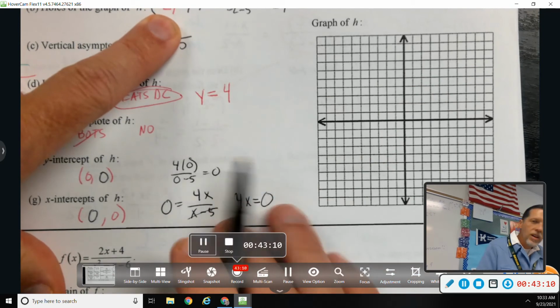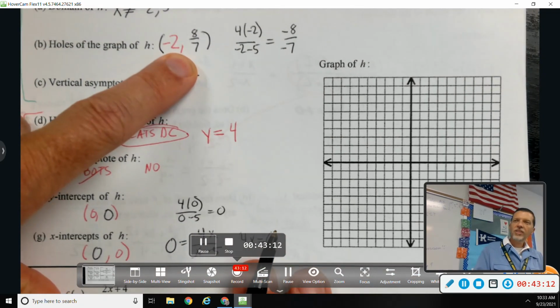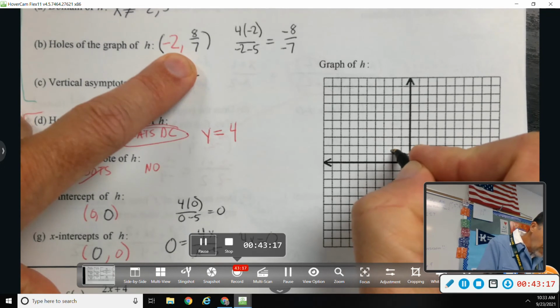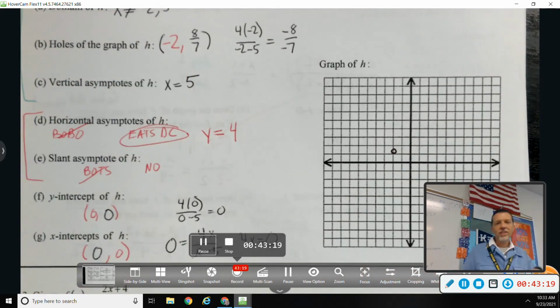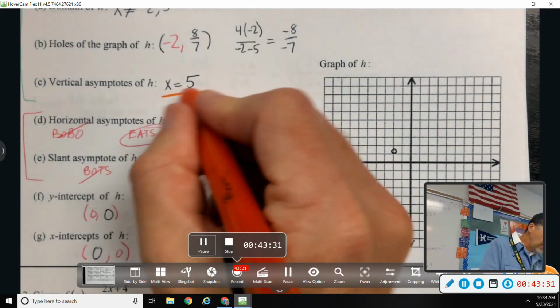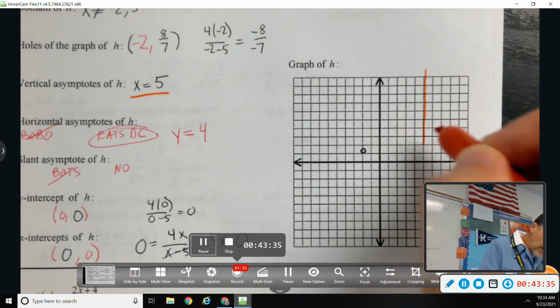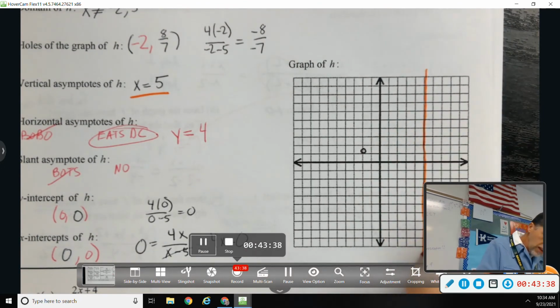8/7. How do I find 8/7 on the graph? Yeah, 1 1/7. As best you can, obviously how does 1/7 look a whole lot different than 2/7? As best you can, 1 1/7. Vertical asymptote at x equals 5. 1, 2, 3, 4, 5. I usually use highlighters for my asymptotes, but you don't have to.